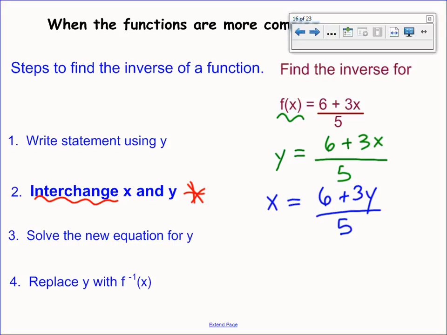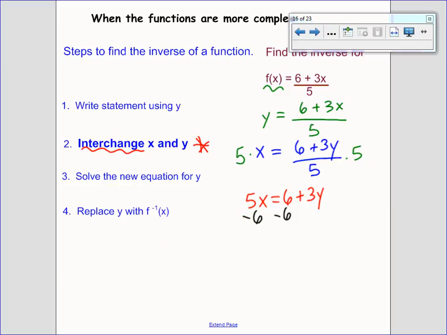So let's go ahead and solve for the new y. I'll go ahead and multiply both sides by 5 to clear the fraction. This produces 5x equals 6 plus 3y. Now I'll go ahead and subtract 6 from both sides to get my y term alone on one side of the equation, everything else on the other. So I get 5x minus 6 equals 3y. And go ahead and tell the class how I can get this y alone when I call on you. What will I do to finish this out? Marina? Divide by 3. Thank you. I'll divide both sides by 3 to get y alone.